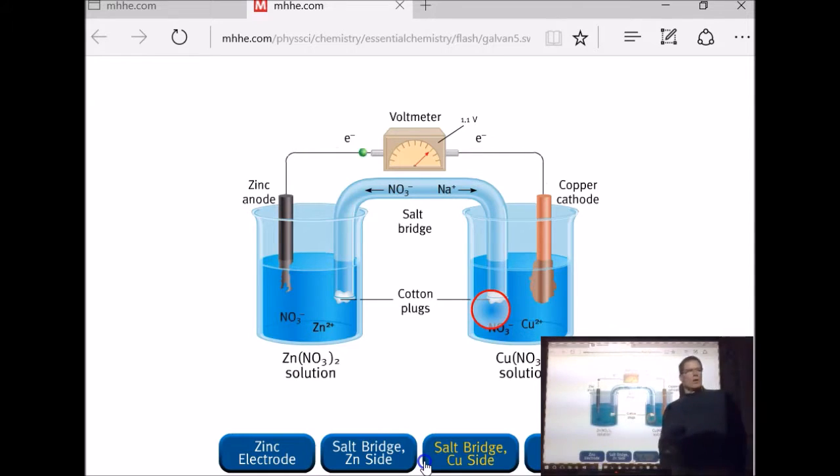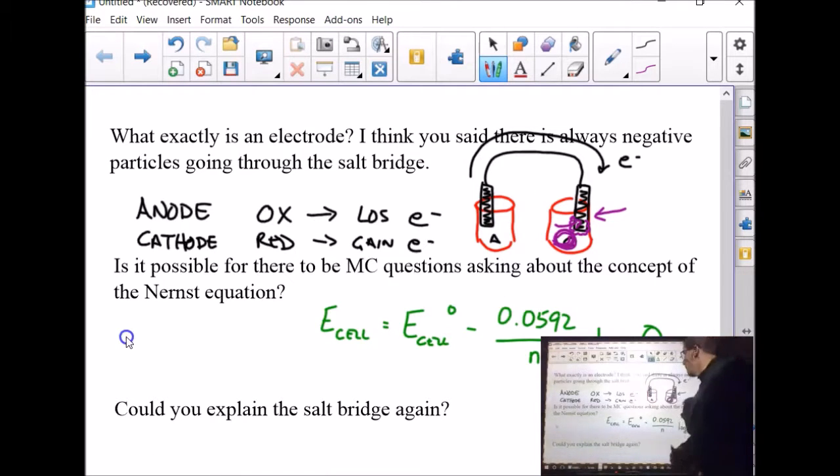Now, we will typically use metallic type electrodes, but you could use carbon, you could use other things, just as long as it's a solid. So if you're ever asked to identify an electrode, make sure that you say the solid thing and not an ion. Ions are bad.